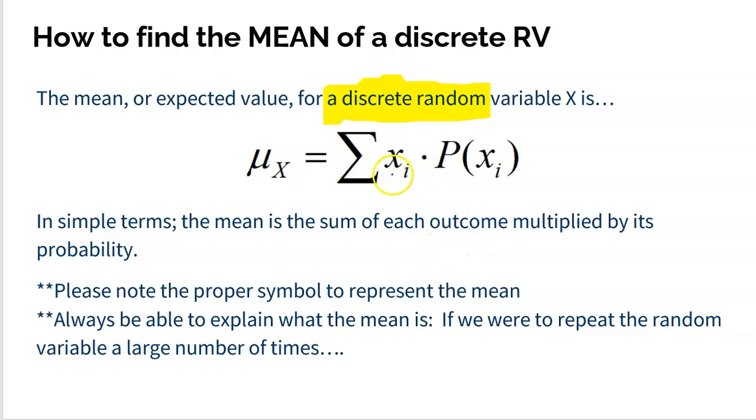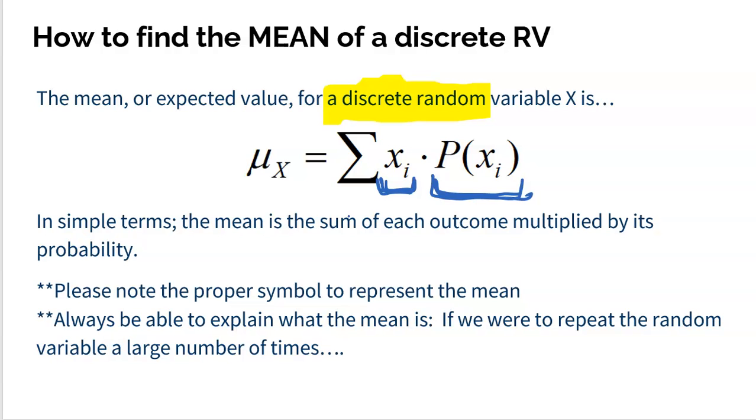So what you do is you take each individual outcome, that's what I'm calling xi, multiplied by its probability. So take each outcome multiplied by the probability of it occurring, add all of those together, and boom, you got your answer. That's it. So in simple terms, the mean is the sum of each outcome multiplied by its probability.